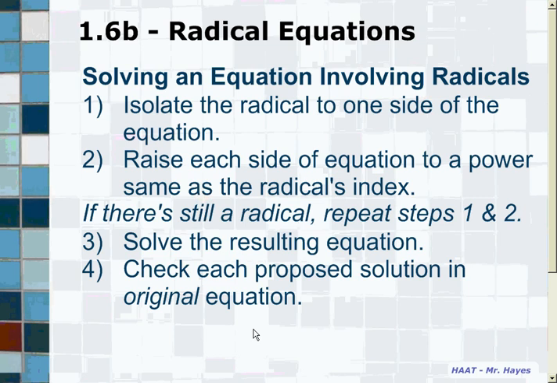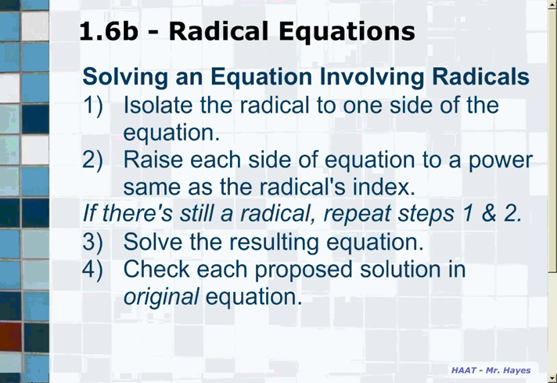So again, isolate a radical, take it to the power of the index. In our case, we're only going to be squaring them. And then keep doing that until all the radicals are gone. Then you're going to solve the remaining equation. And after that, you're going to check the solutions back in the original equation, because remember, as we discussed, when you start squaring things, occasionally extra answers will be created, which obviously are not very helpful in terms of coming up with the right answers.